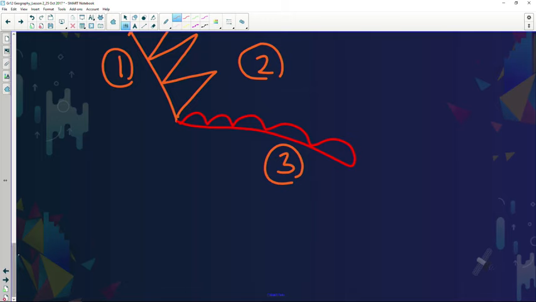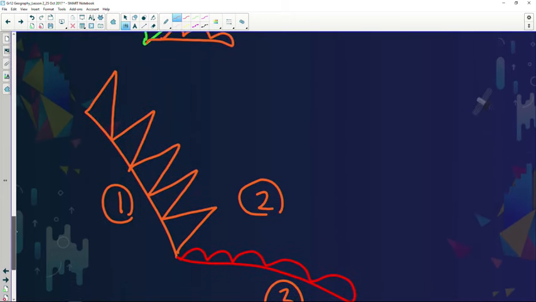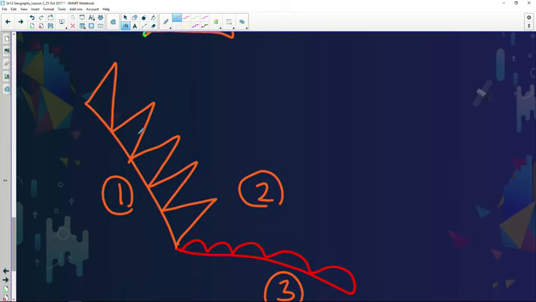Now, we already established that the cold front is the leading edge of cold air. So what's the air going to be like at 1? It's going to be cold. The warm front is the leading edge of warm air. So what's the air going to be at number 2? Warm.